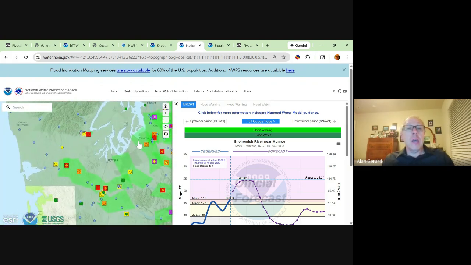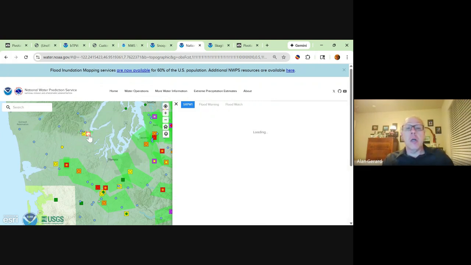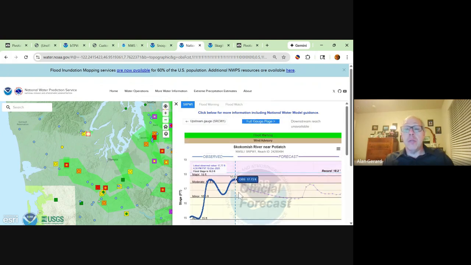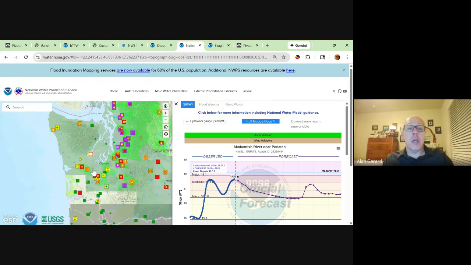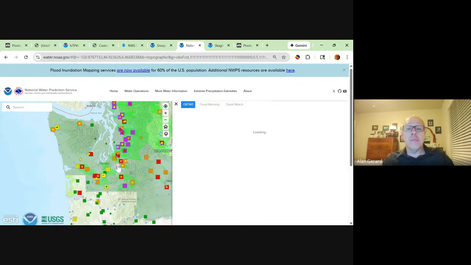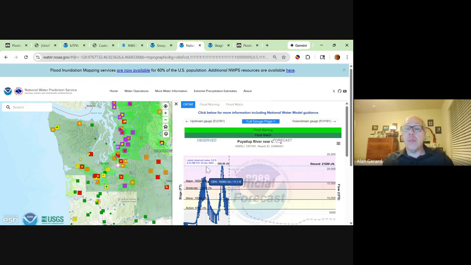And although the river levels have not been quite as extreme on some of these rivers closer to the Olympic Peninsula, they've still been quite high, a lot of moderate to major flooding on a number of those sites. If we look at the Puyallup River, I'm assuming I'm pronouncing that right, you can see it crested very near a record earlier today.